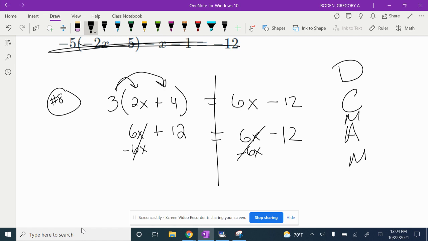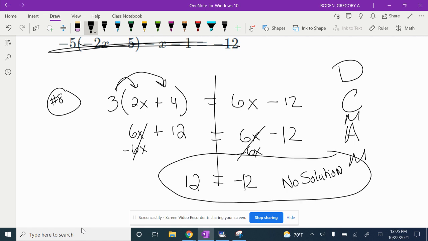But what happened this time? Well, on the left side, I get a 12, and on the right side, I get a negative 12. Is 12 equal to negative 12? No, those are two different numbers. If you look at a number line, they're on completely opposite sides of the number line. 12 is never equal to negative 12. So this has no solution. This is an impossible problem. It doesn't matter what number you put in for x. It can never be solved. So this has no solution, okay?